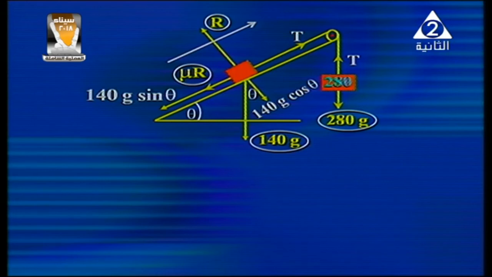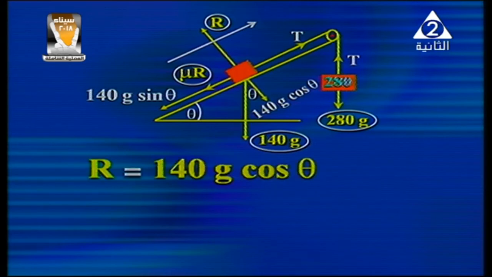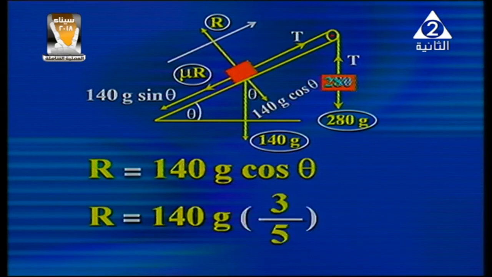The motion starts to move. Look at the first motion, vertically: R equals 140 g cosine theta. This is number 1. By substitution, with cosine theta equals 3 over 5, to find the value of R: R equals 140 times 3 over 5 g, equals 84 g.